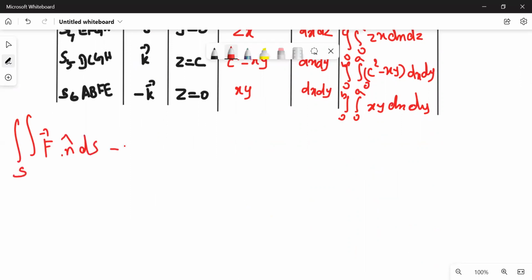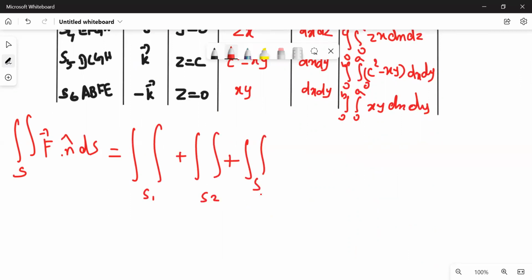Now it becomes double integral over S1 f dot n cap ds plus double integral over S2 f dot n cap ds, double integral over S3, S4, S5, S6. There are 6 surfaces. So calculation of double integral over S is nothing but calculating double integral of f dot n cap ds over all the 6 surfaces and adding all of it together. So we will calculate one by one.